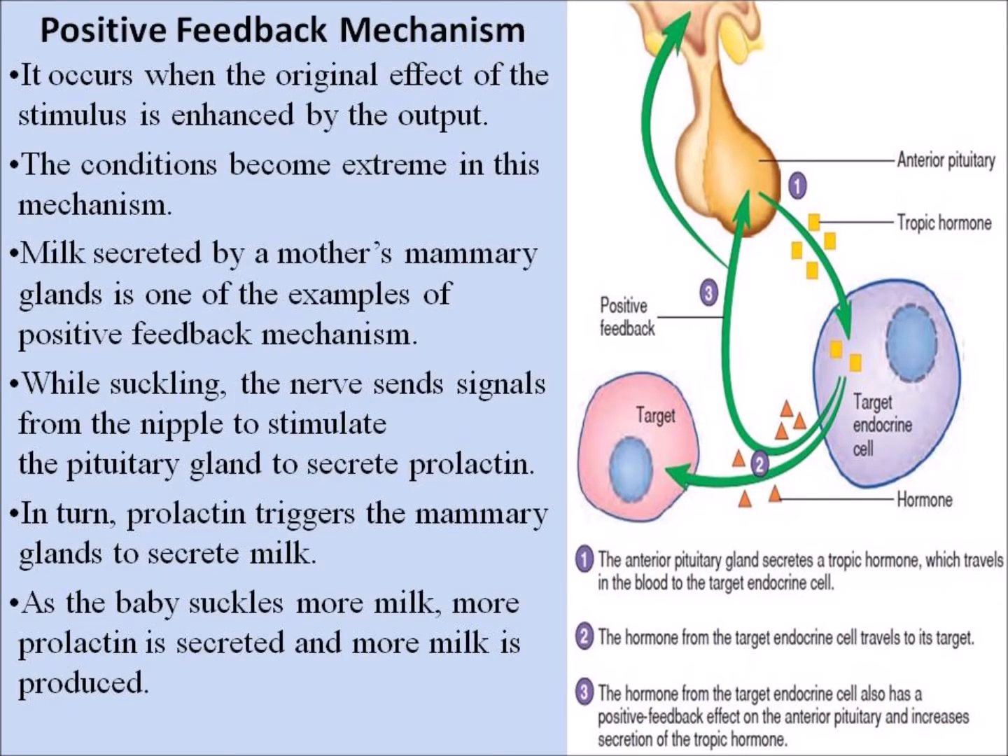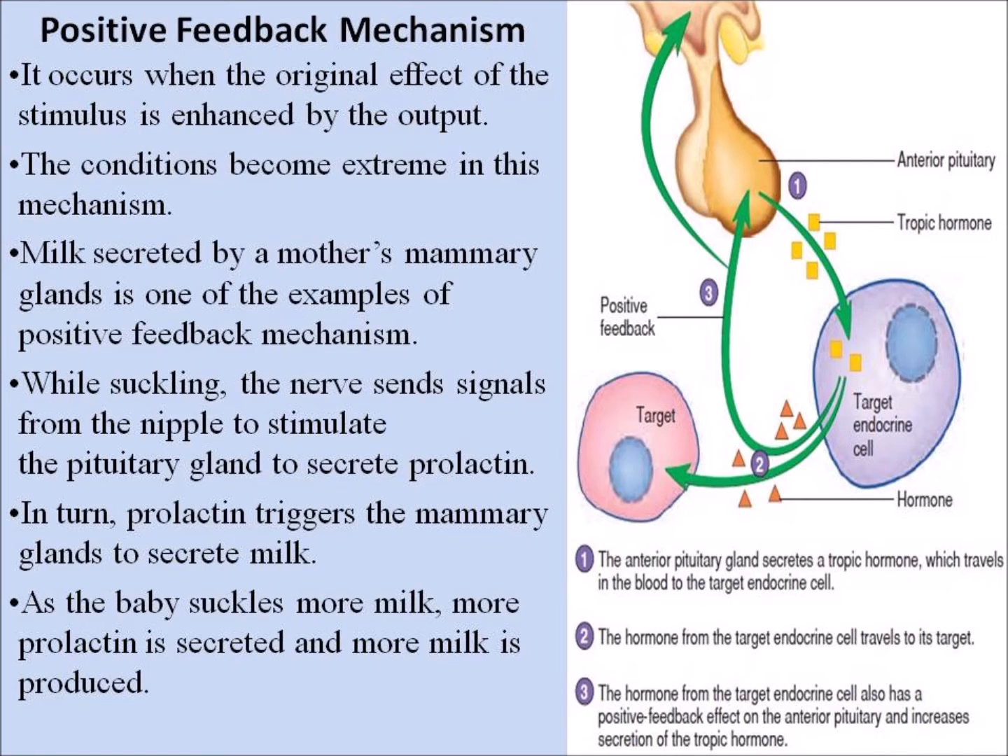This is the positive feedback mechanism. It occurs when the original effect of the stimulus is enhanced by the output. Conditions become extreme in this mechanism. Milk secreted by a mother's mammary gland is one of the examples of positive feedback mechanism.